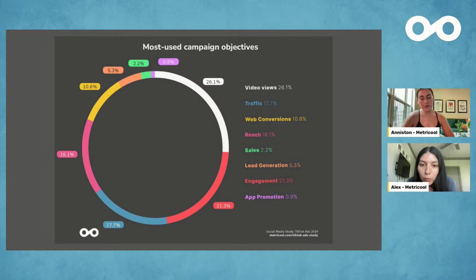Let's see, web conversions are next. So performing a certain action on your website, like signing up for an event, registering, making a purchase. And then next we have reach campaigns. Oh, sorry, reach campaigns are third most. Reach campaigns are about increasing reach, so the amount of people that you're going to reach with your campaign.